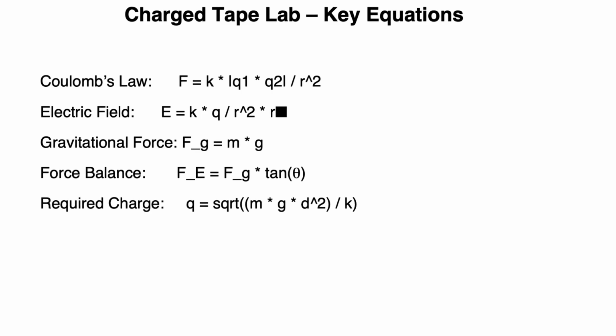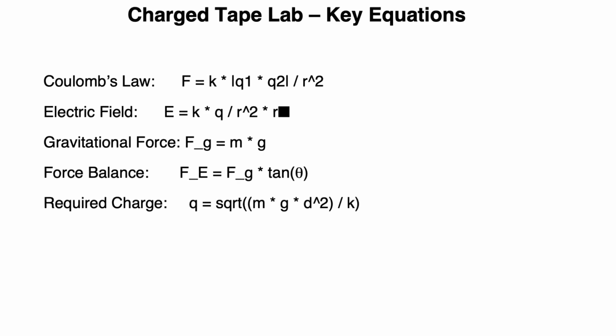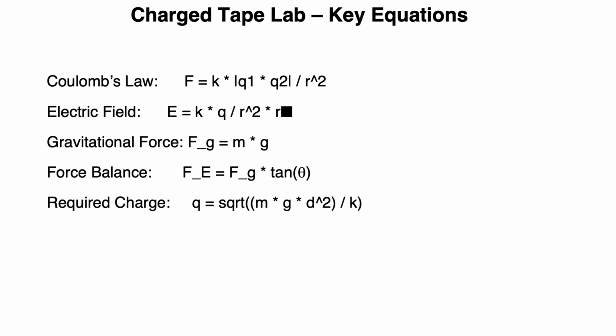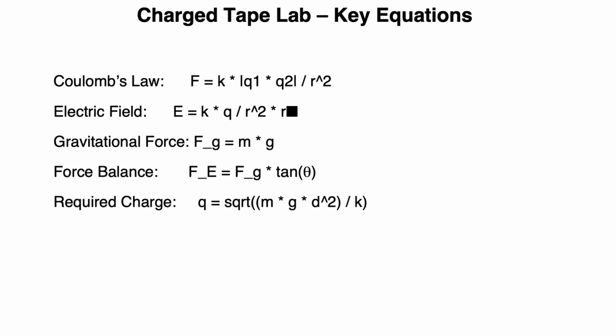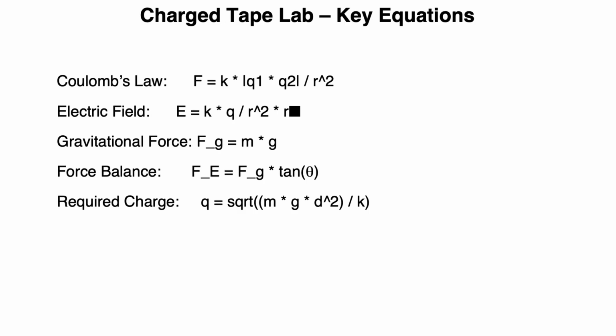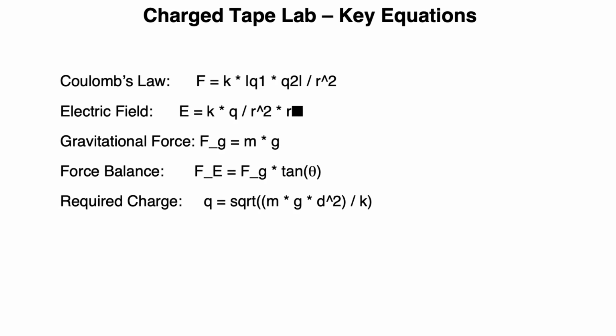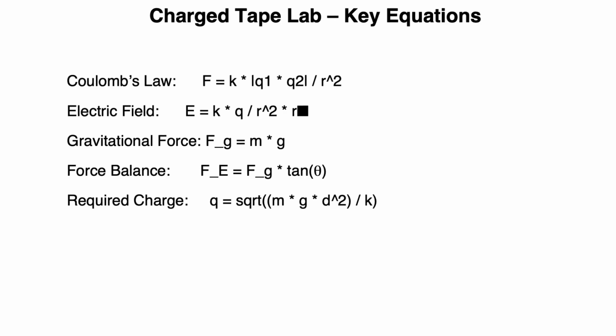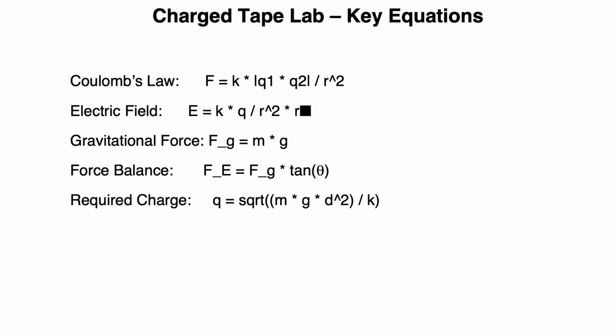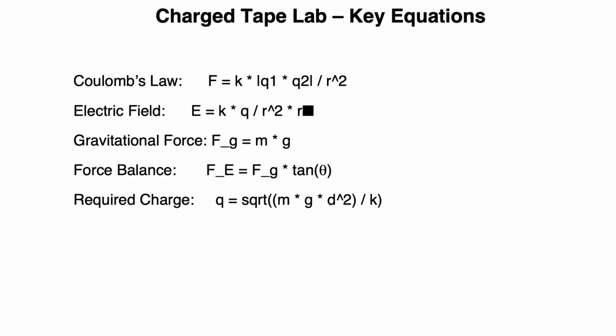The main equation we used is Coulomb's law, which is F = kQ1Q2 over r squared. And we also used the electric field equation, which is E = kQ over r squared, r hat. And we also balance it with gravity, which is Fg = mg. This allows us to calculate the charge needed for two tapes to repel each other and reach equilibrium.